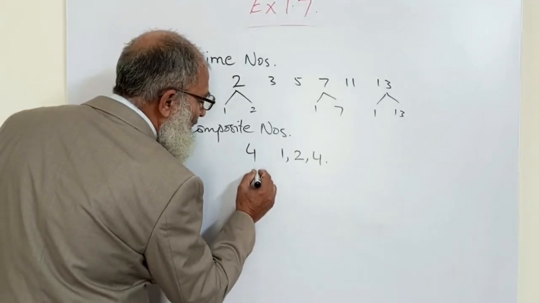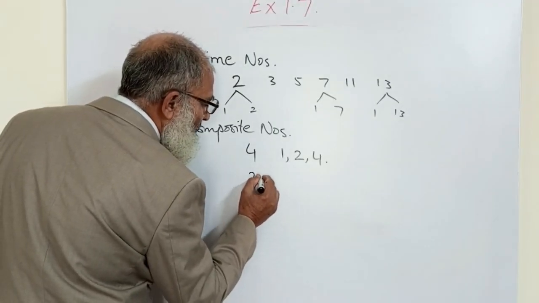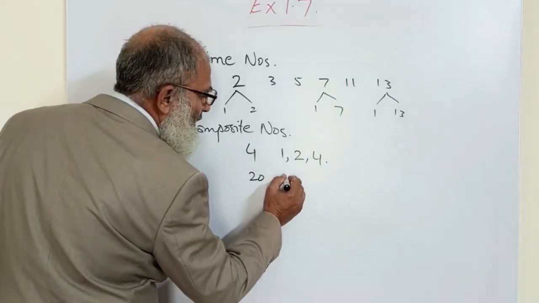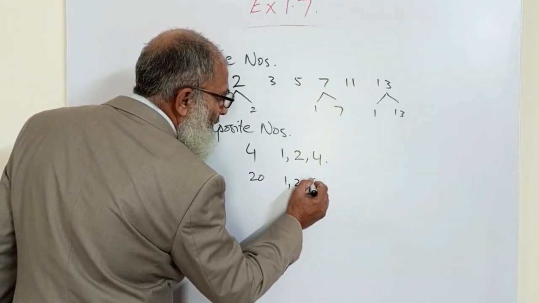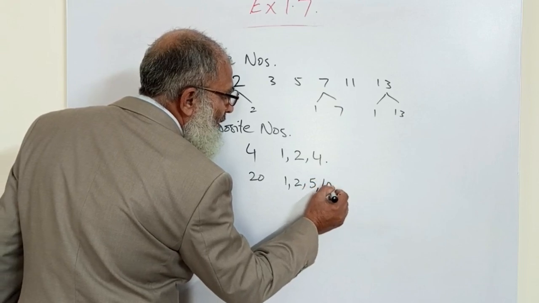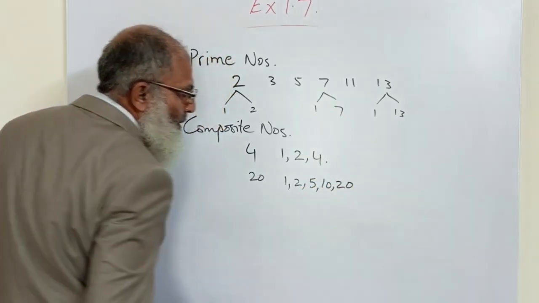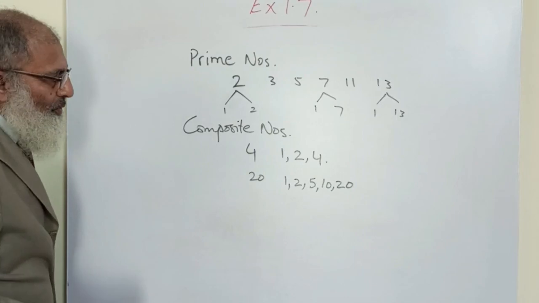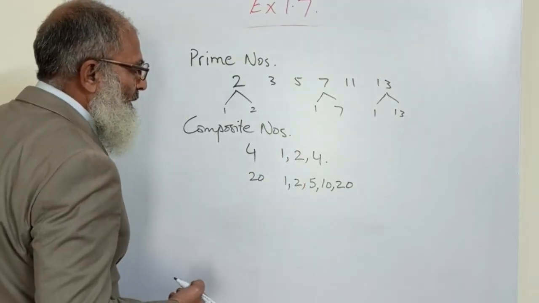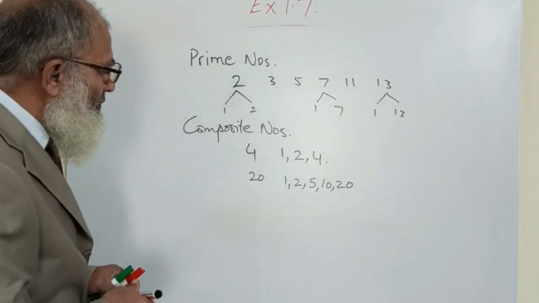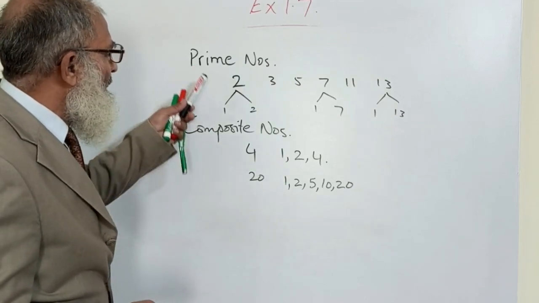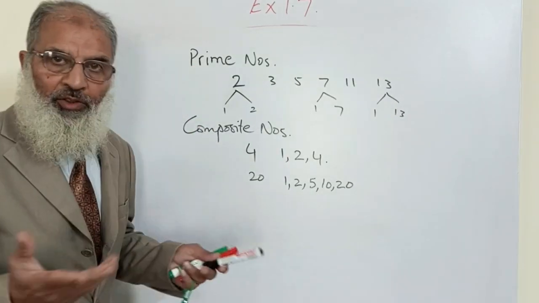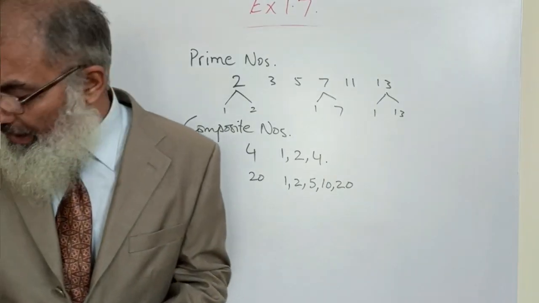Similarly, I can take 20. What are the factors? 1, 2, 5, 10, 20. So you see, this is again a composite number. So this is a prime number and this is a composite number. So let's start with the exercise now.